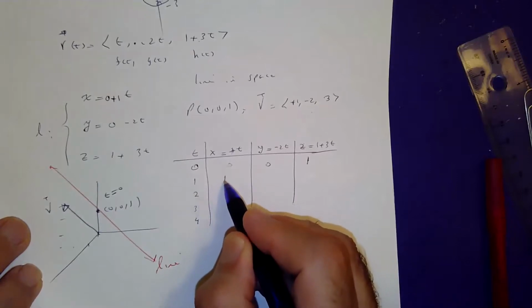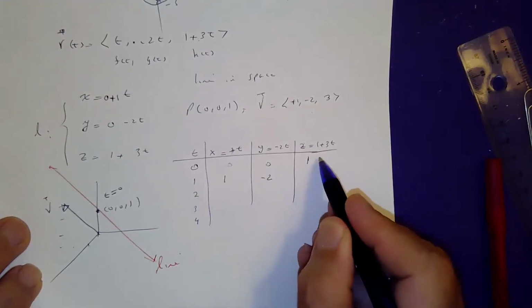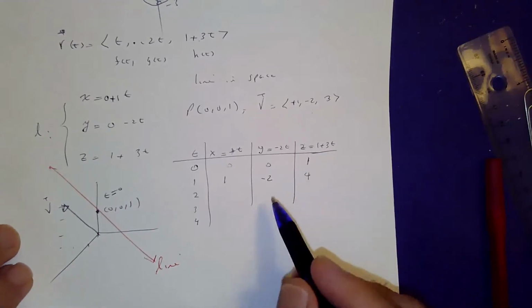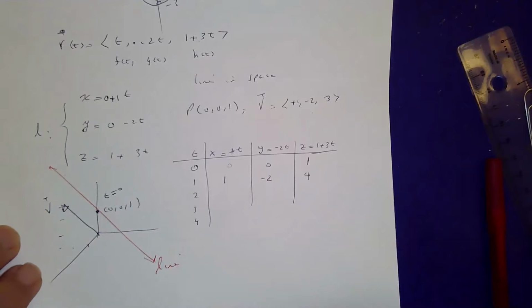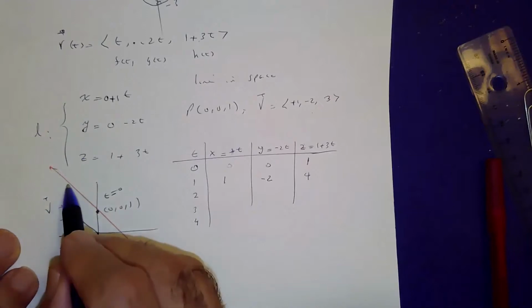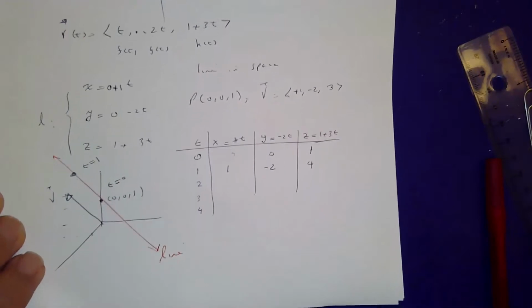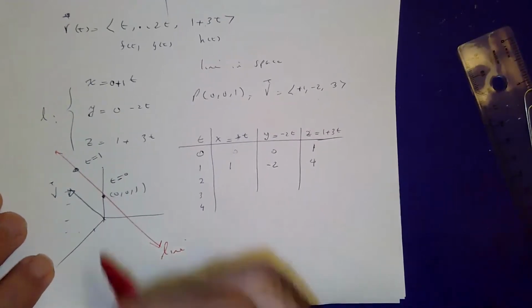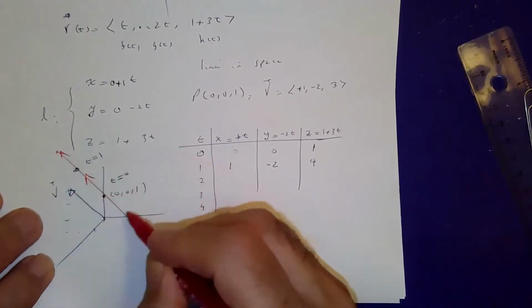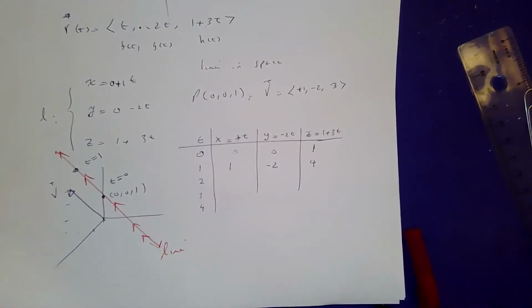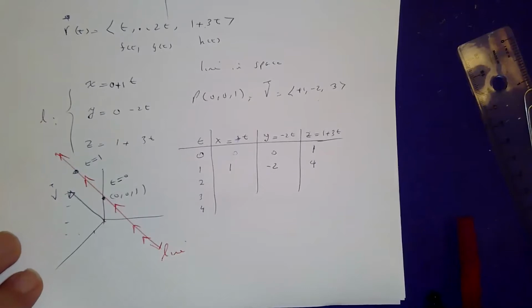Well, it's at 1, negative 2, what is this? 4. Where is that at? That would be 1, negative 2, 4, somewhere out here. So looks to me this is where the object is at t seconds later. So looks to me this is the direction. So the object is going upwards. Do you see it? And it goes, right?